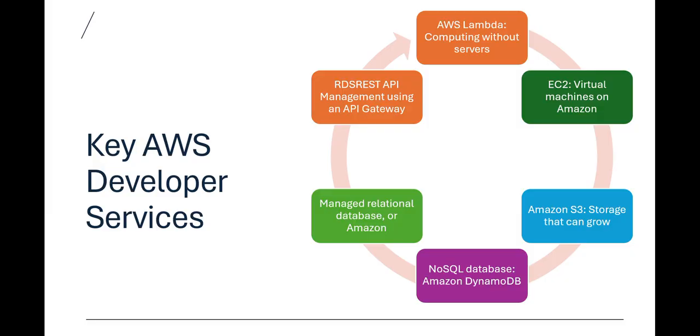And here are the key developer services. Some of the key AWS developer services are AWS Lambda, for computing without servers; Amazon EC2, virtual machines on Amazon; Amazon S3, for storage that can grow; the NoSQL database Amazon DynamoDB; managed relational database Amazon RDS; and API management using API Gateway.